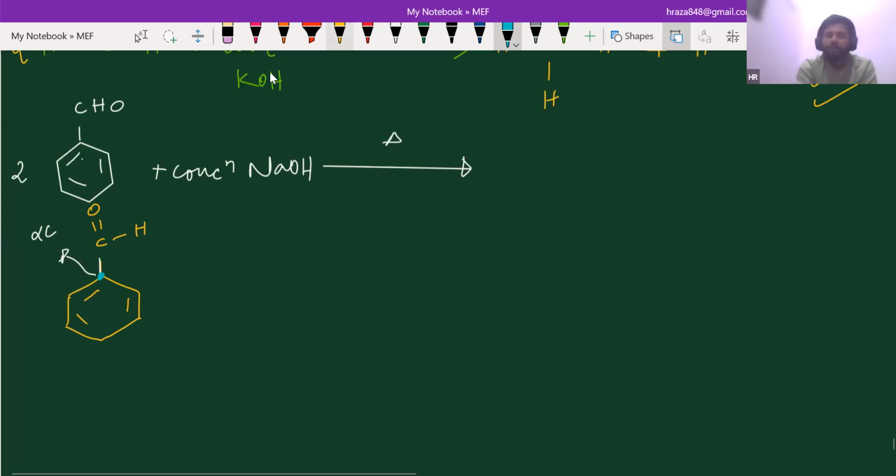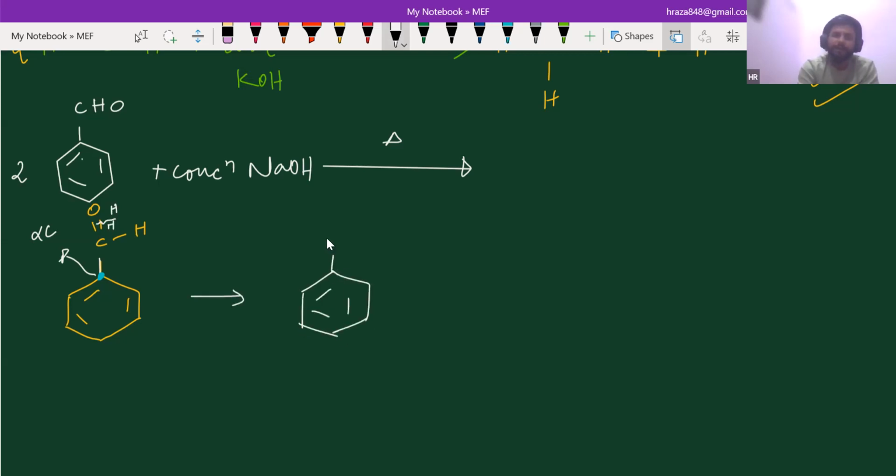So for the first, you are going to reduce it, and to reduce it, H is added here and here. So what you will get, the first product will be, it's very easy, man. It will be CH2 and OH. You can see H is already there, and with this hydrogen, it will be CH2 and this is OH. So it is reduced to alcohol.